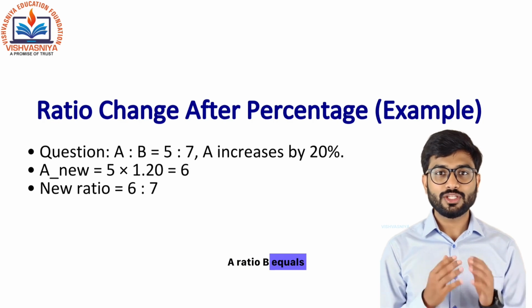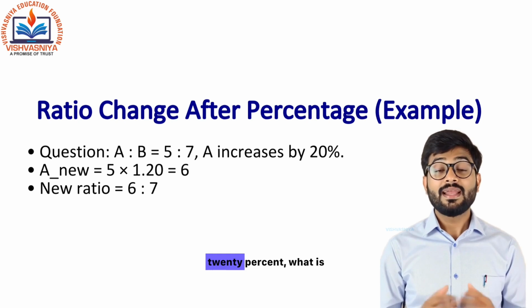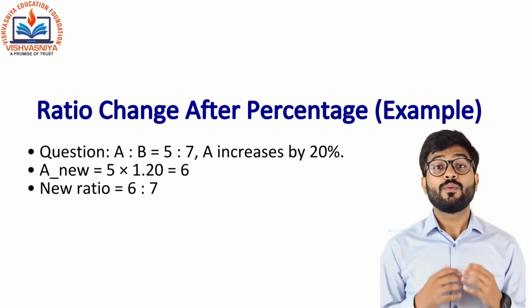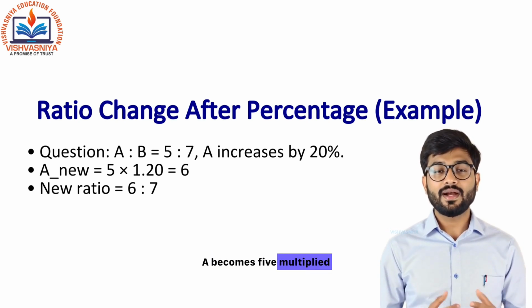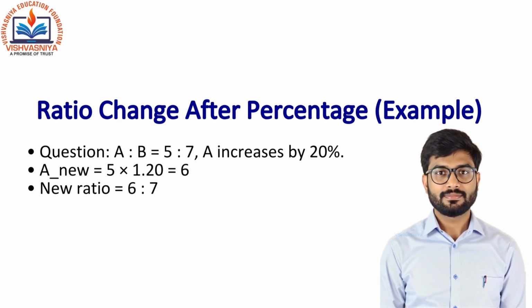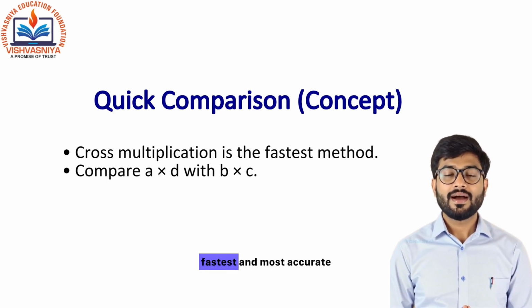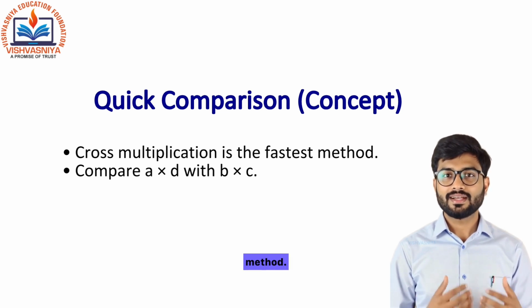A:B equals 5:7. If A increases by 20%, what is the new ratio? A becomes 5 multiplied by 1.20, which equals 6. The second term remains 7. New ratio equals 6:7.